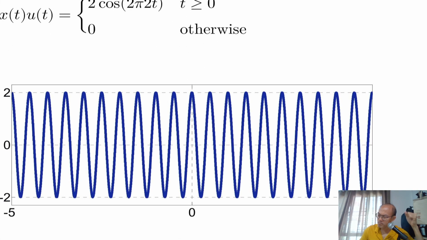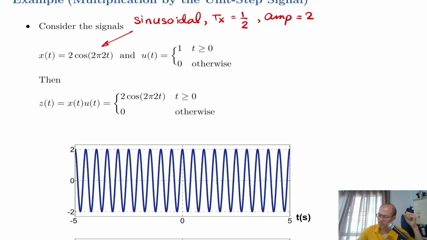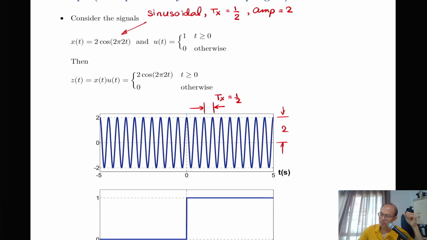How many waveforms are there? No, 1/2. Yeah, period goes from here and here. This is one period. Okay, T_x is 1/2, and the amplitude going vertical, right? This is 2, and this is x. This is signal x. And what about signal y?